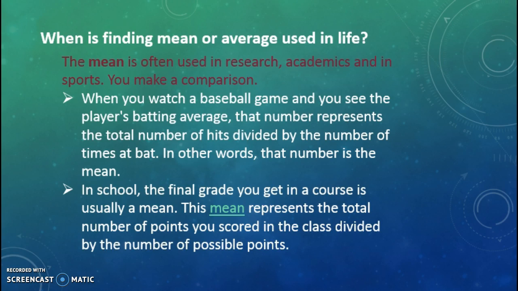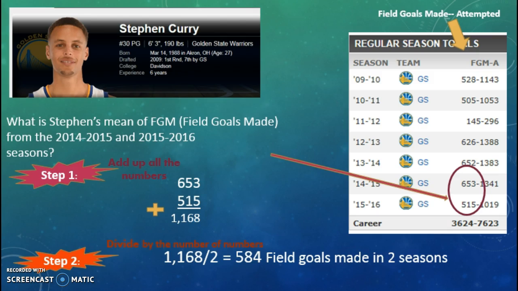In school, your final grade in a course is your mean, or average. This mean represents the total number of points you score in the class divided by the possible number of points altogether. Next, we're going to compare two basketball players and see who has the better average in field goals made, which represents the shots that went through the hoop successfully. Here's Stephen Curry. In a minute, we're going to compare him to LeBron James. You can think in your head who's going to have the better field goal made mean, or average, in the most recent years.